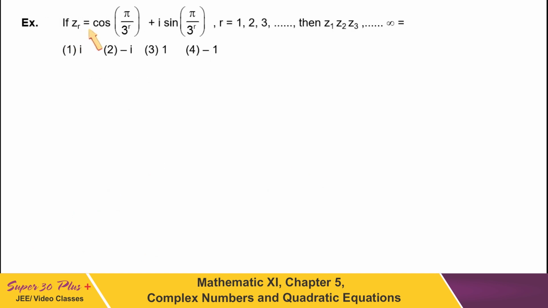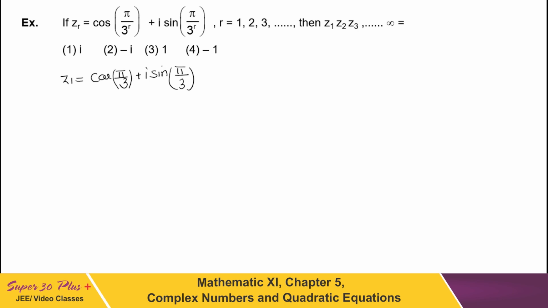Students, let's see one question here. If z_r is equal to cos(pi upon 3^r) plus i sin(pi upon 3^r), where r is equal to 1, 2, 3 and so on, then find the product z1 into z2 into z3 up to infinity. What is the value of z1? The value of z1 is equal to cos pi by 3 plus i sin pi by 3. And what is the value of z2? It is cos(pi by 3 squared) plus i sin(pi by 3 squared), and so on.